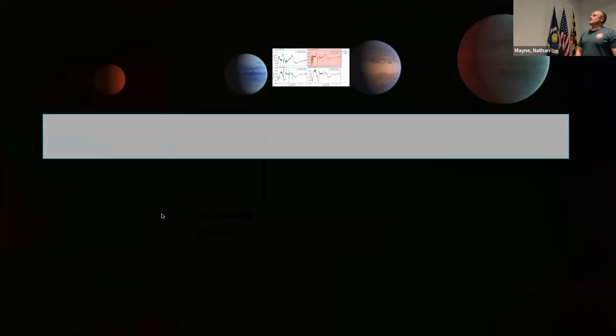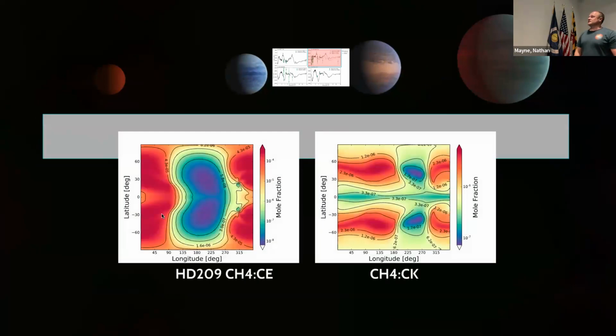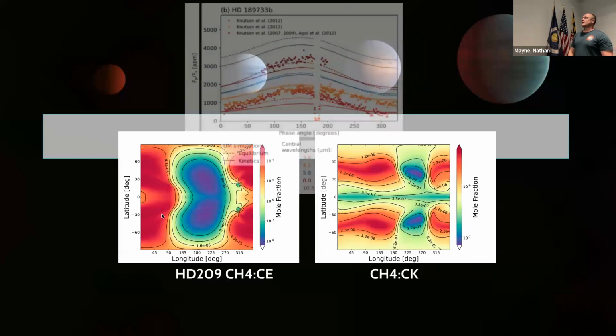So cool. Sounds fun. This is just a plot to show that they're actually 3D simulations. This is longitude and then South Pole, equator, North Pole of a planet. This is the equilibrium structure, so the methane abundance is just tracing temperature. And this is when the kinetics is turned on.